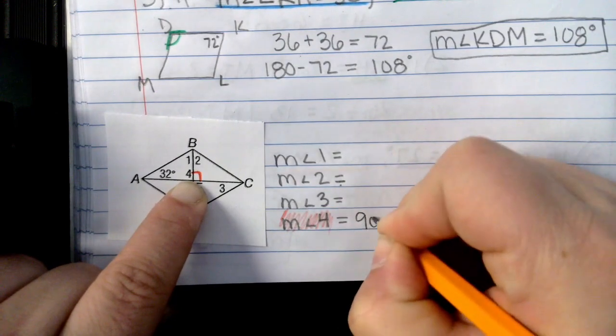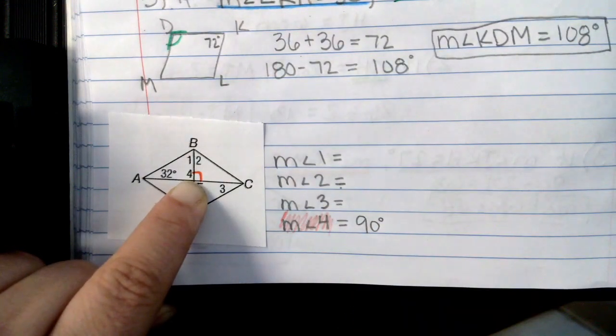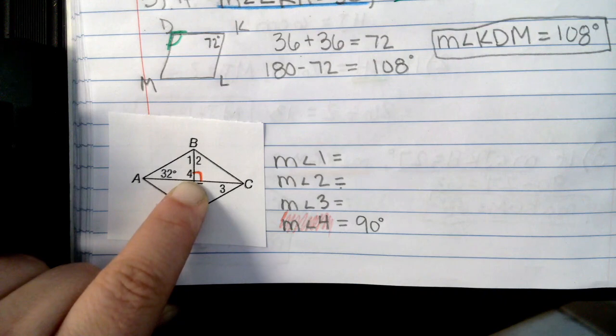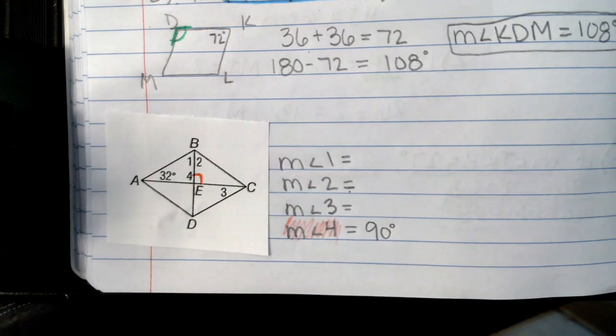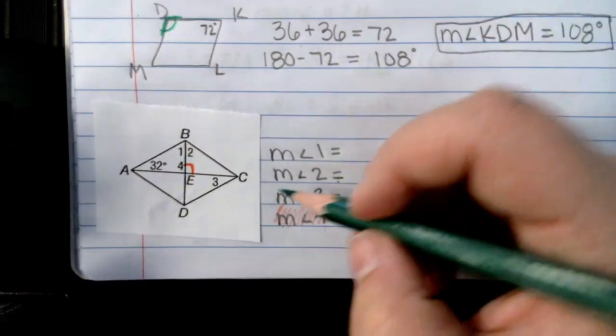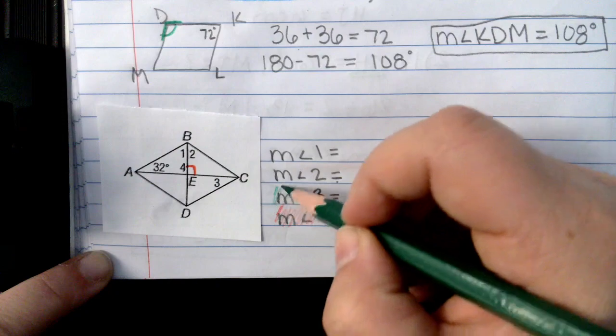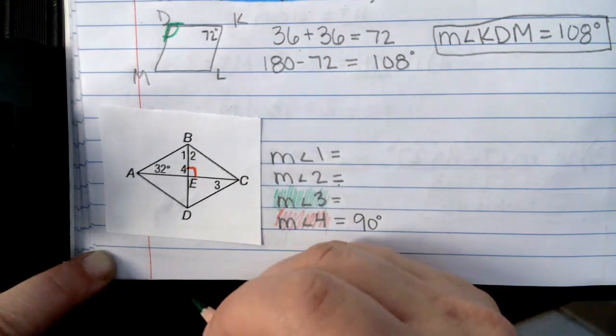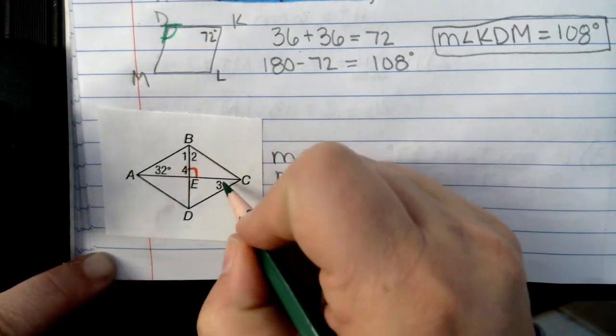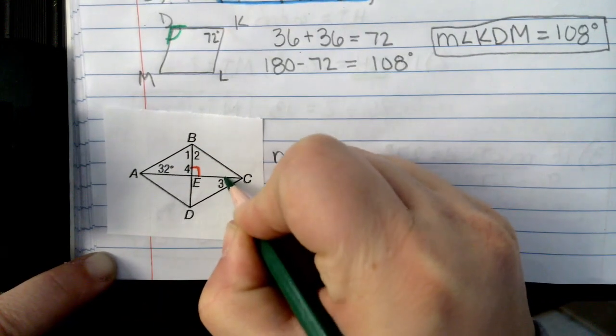But what we know about 3 is it's this part down here is the same as the part above it. But what other angles are they also congruent to? The other side. So it's congruent to this one and this one. And I know one of them, which tells me that all 4 of them are equal to 32. They're each 32 degrees.